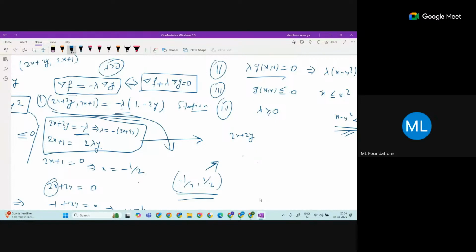x is equal to y square, no, we have. But lambda value we don't have till now. So what we can do, this is 2x, so in place of x, we can put y square. So this is 2y square plus y is equal to minus lambda.